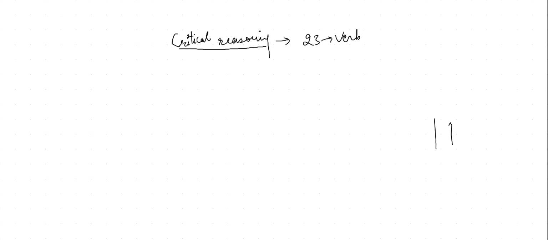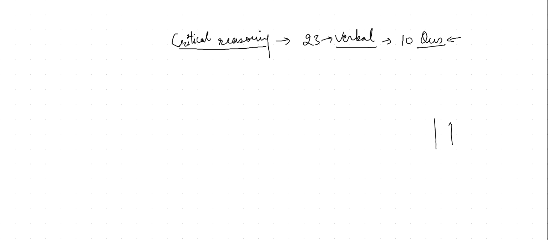So today we're going to start with critical reasoning. In the exam, out of 23 questions in verbal, you're going to get anywhere around 10 questions from this. Roughly 10 questions, give and take 1 or 2 questions here and there. So very, very important topic.